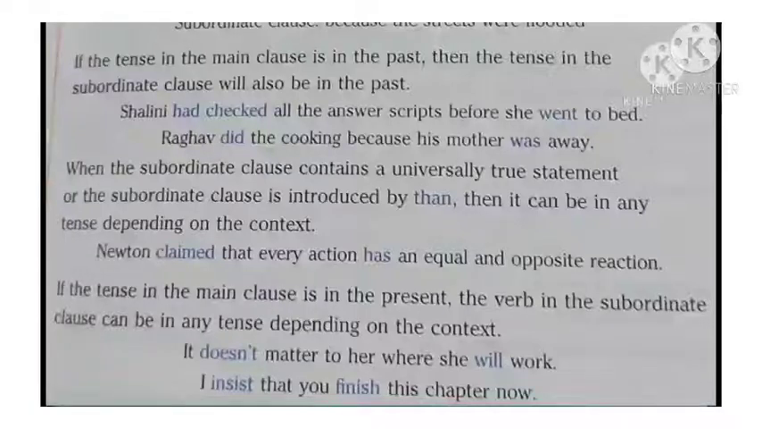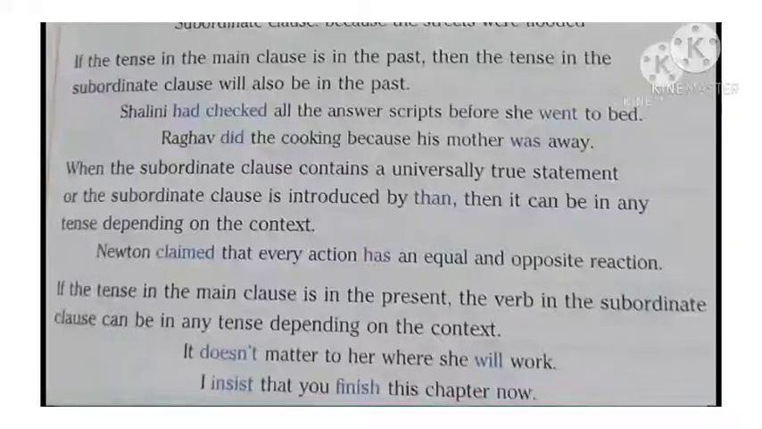So in the first part, Newton claimed. Claimed is a past form. That every action has is the present form. Has an equal and opposite reaction. So here the tense is changed in both the parts, because the subordinate clause contains the universal true statement. So we can use tense according to the context. Okay, let's see the next one.